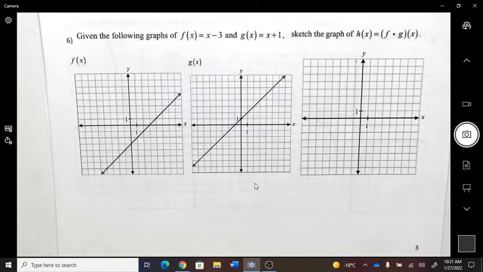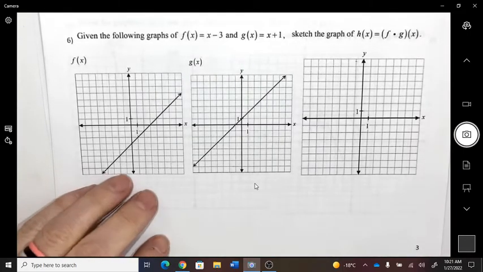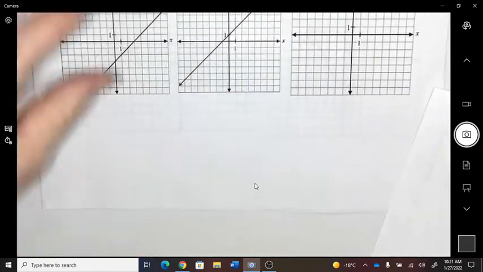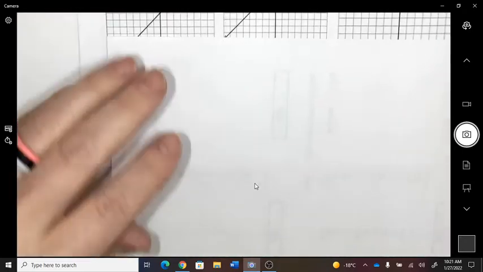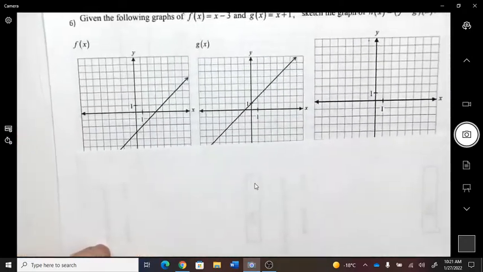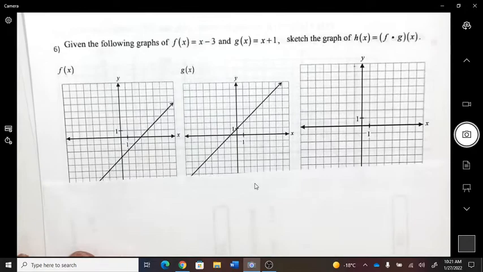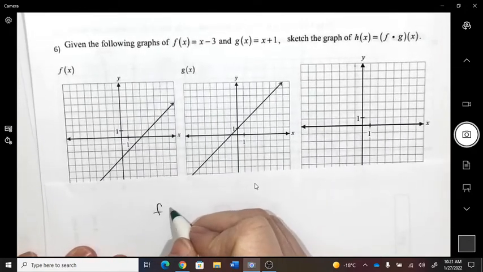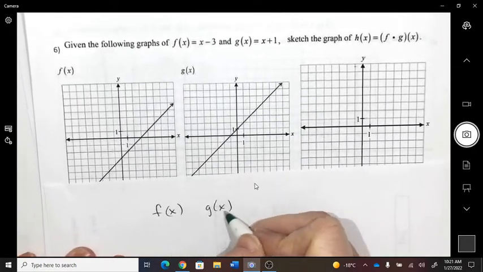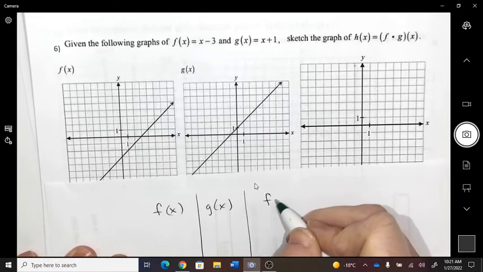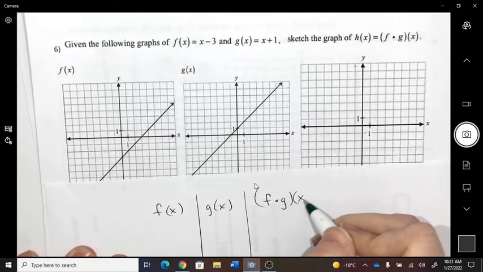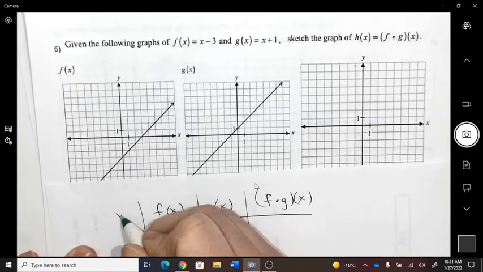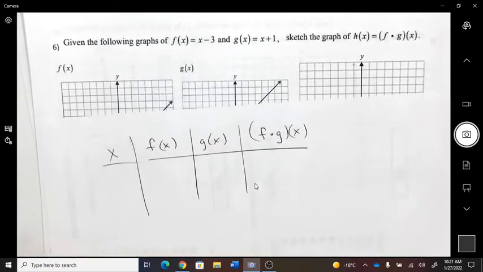Are we okay? We found it? Okay, so this is kind of my chart idea.